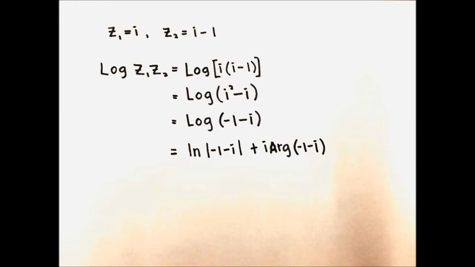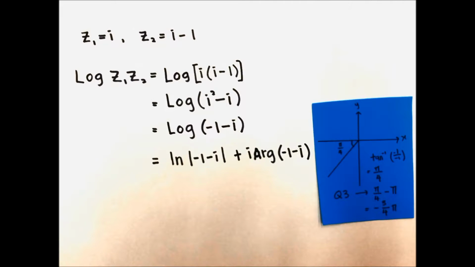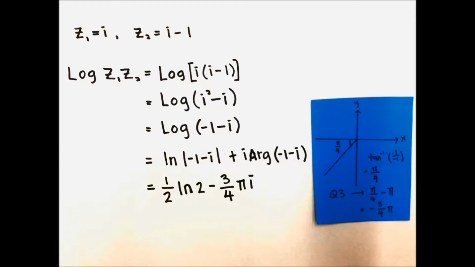Next, log (negative 1 minus i) is equal to ln absolute of (negative 1 minus i) plus i argument of (negative 1 minus i). From the graph as shown, we get the argument of negative 1 minus i, that is pi over 4 minus pi, or negative 3 pi over 4. The absolute of negative 1 minus i, we get surd 2. Thus, log (negative 1 minus i) is equal to 1 over 2 ln 2 minus i 3 pi over 4.